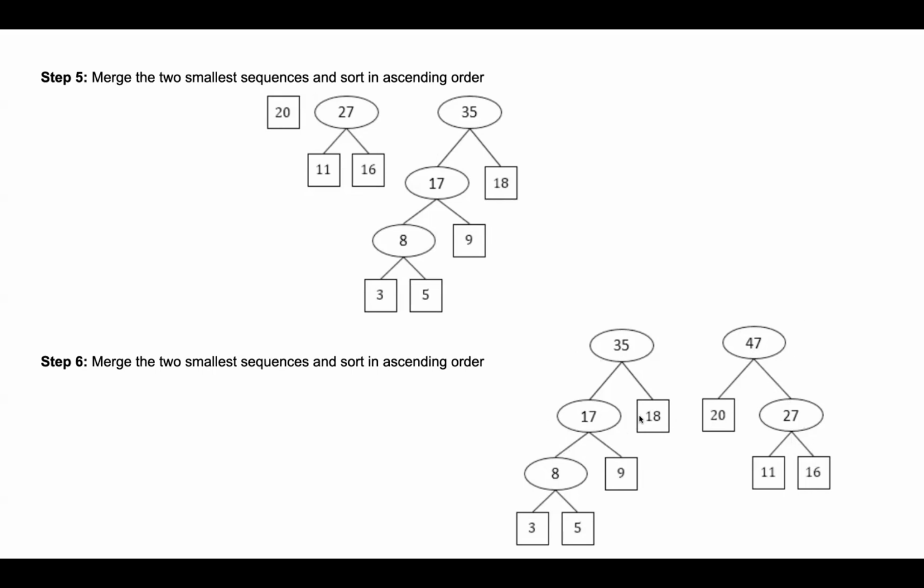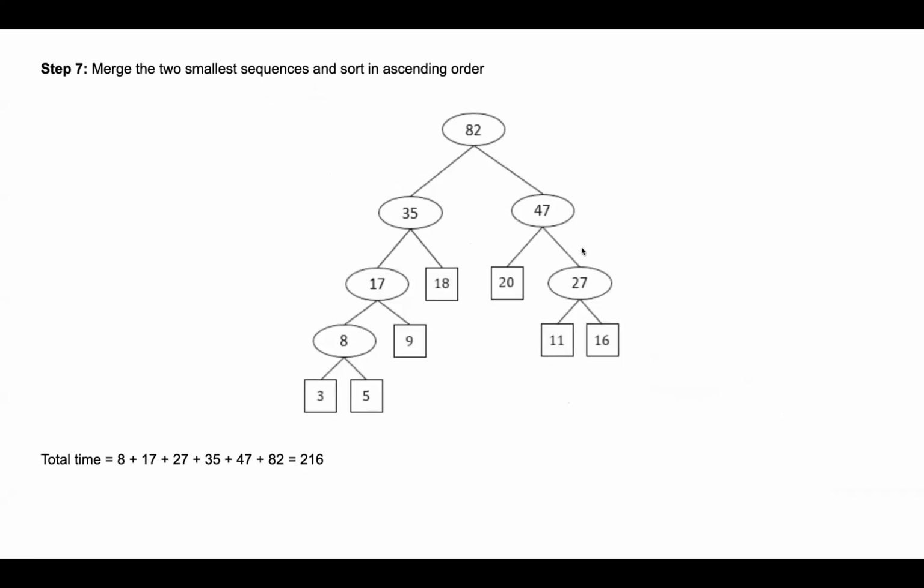Okay. So now which is the remaining? Only 35 and 47. So what is there for 35 and 47? It becomes 82 and the remaining three as it is. 35 consisting 17 and 18. Then this one 17 is 8 and 9. 8 is 3 and 5. Here in 47, 20 is there, 27 is there. 27 is consisting of 11 and 16.